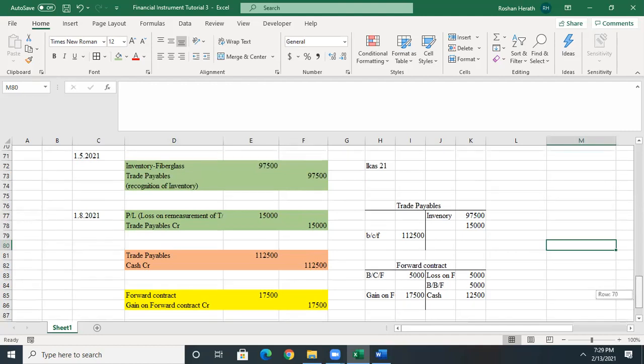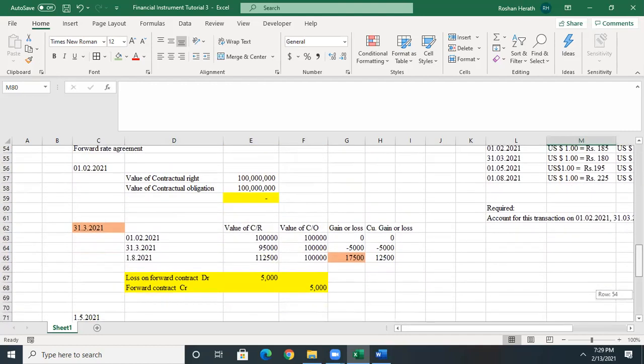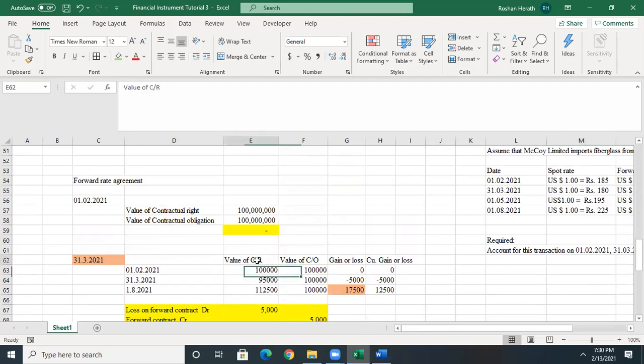Does that make sense? The whole thing? So pretty simple things once you get it systematically. It's all about the matter of contractual right and contractual obligation. Then look at the gain or loss and also the cumulative gain or loss. So that is the most important aspect.